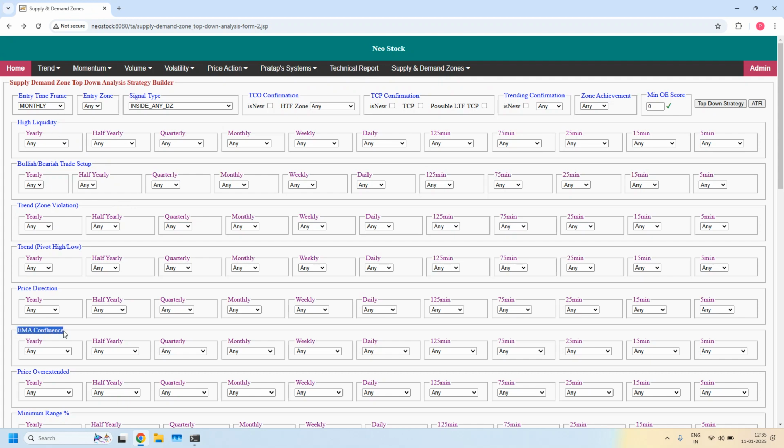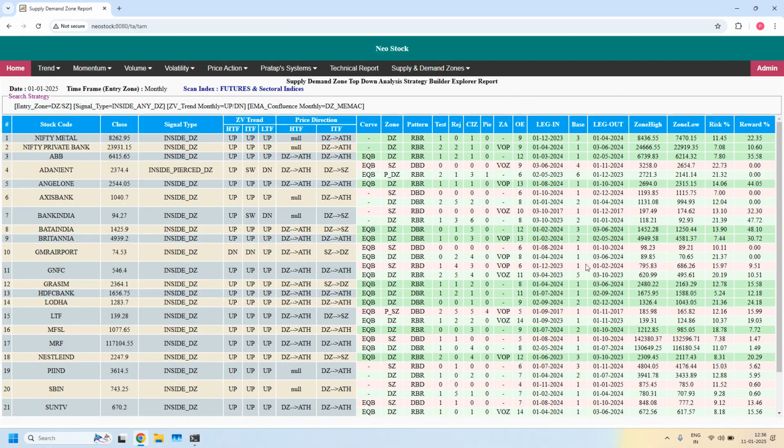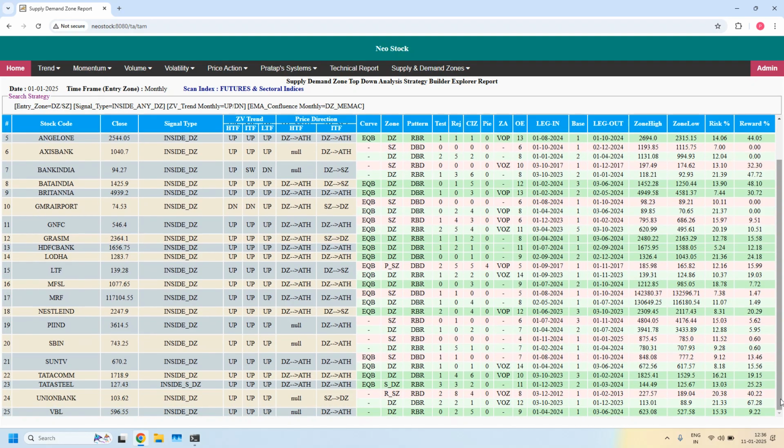So I am adding EMA filter at monthly time frame. Monthly demand zone having monthly EMA confluence, and during EMA confluence, if monthly trend is sideways, it won't give any advantage. So that's why I'm selecting up or down. EMA confluence makes sense only in the trending market, not in the ranging, that is sideways market. So first 21 stocks having monthly demand zones with EMA confluence and price closed inside the zone. Scrolling the list down. So total 25 stocks are there.